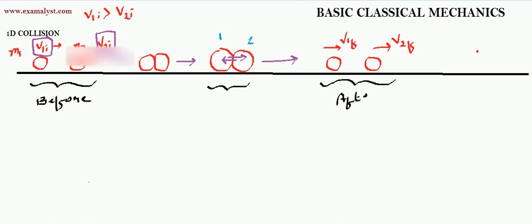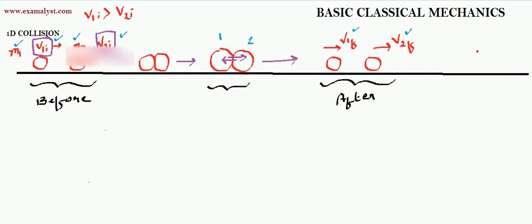Agreed? Now what do we want to find here? Our main purpose is to find the values of v1f and v2f. That's what physics does. It's all about predicting. So what do we have at hand? We know the values of m1 and m2, and we know the values of v1i and v2i. So all the initial values are known to us, and we want to calculate the final values, that is v1f and v2f. Great.